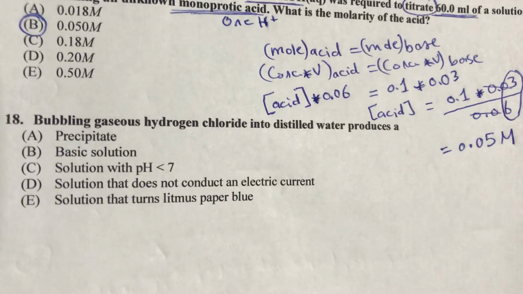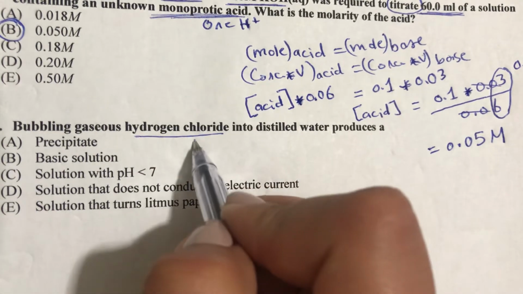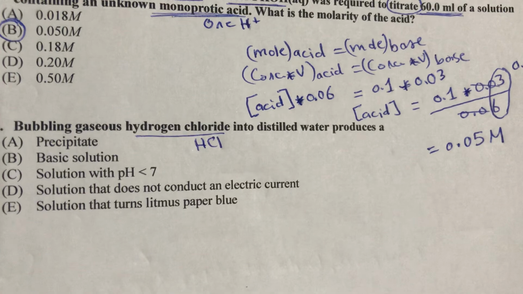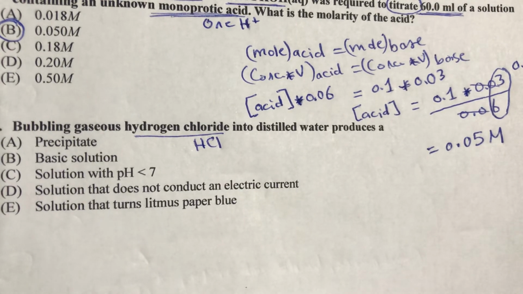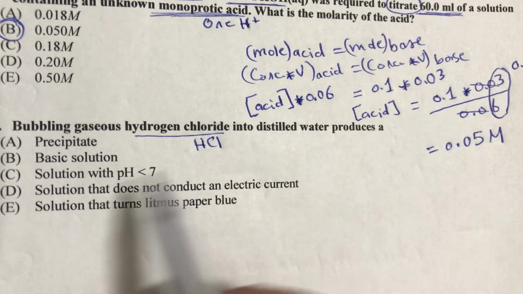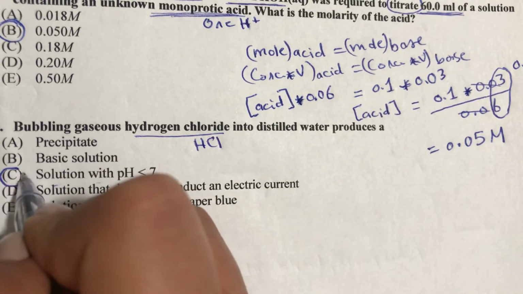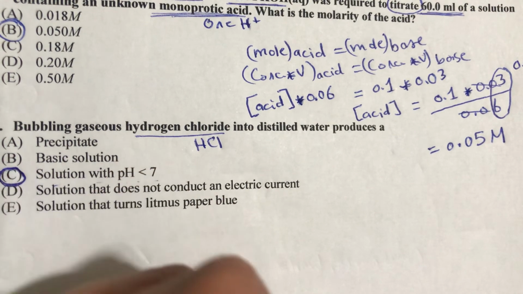The last question. Bubbling gaseous hydrogen chloride HCl into distilled water. When you add HCl to water, you get solution with pH less than 7 because it's an acid, so decrease the pH.